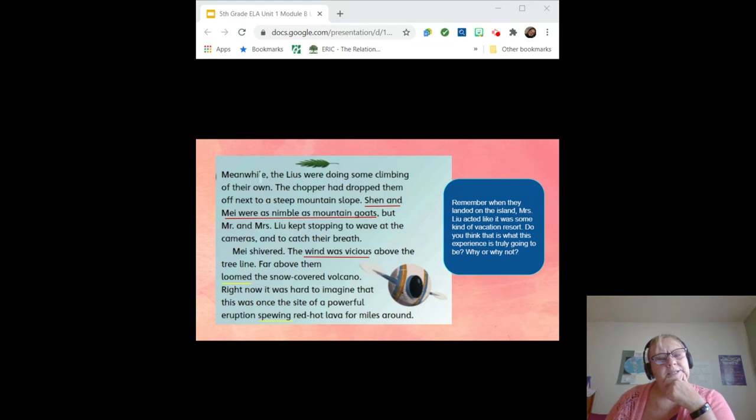What else does that indicate about Mr. and Mrs. Lu? Yes, that's right. They are thinking of this more as a good vacation rather than maybe a challenge physically. Do you think they're going to find this experience wonderful, or difficult? Why or why not? Hmm.